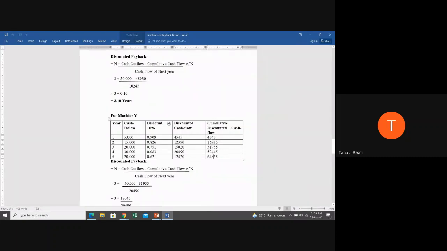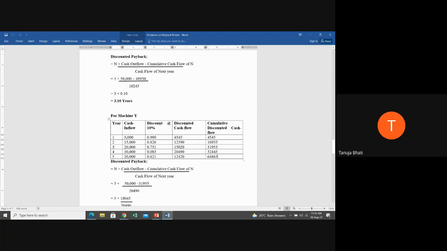So can anyone tell me which year is the discounted payback period, which is equal to your initial investment? Is there any exact amount which is equal to your initial investment here? No, ma'am. So what you're going to do is use the formula. Now for the formula, you require totally 4 things. That is N. So what is N going to be here? 3. Very good. Cash outflow we already know is 50,000.